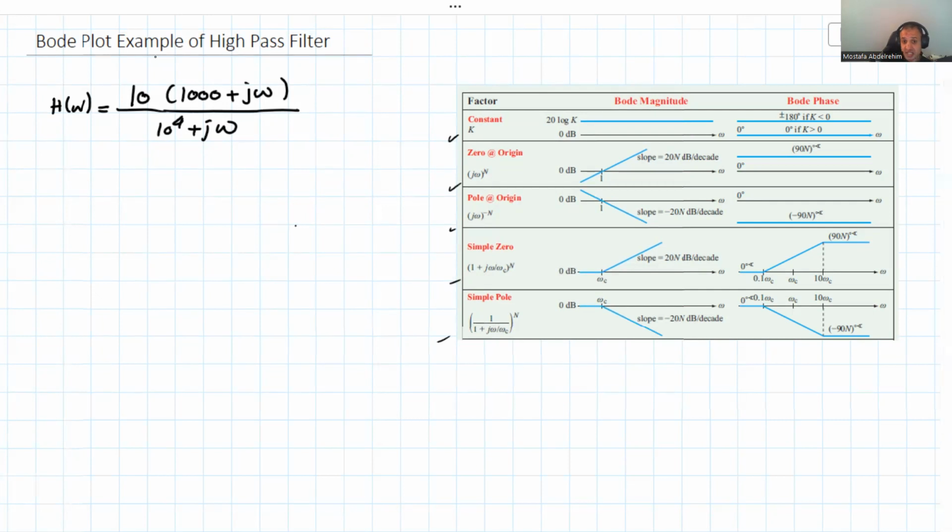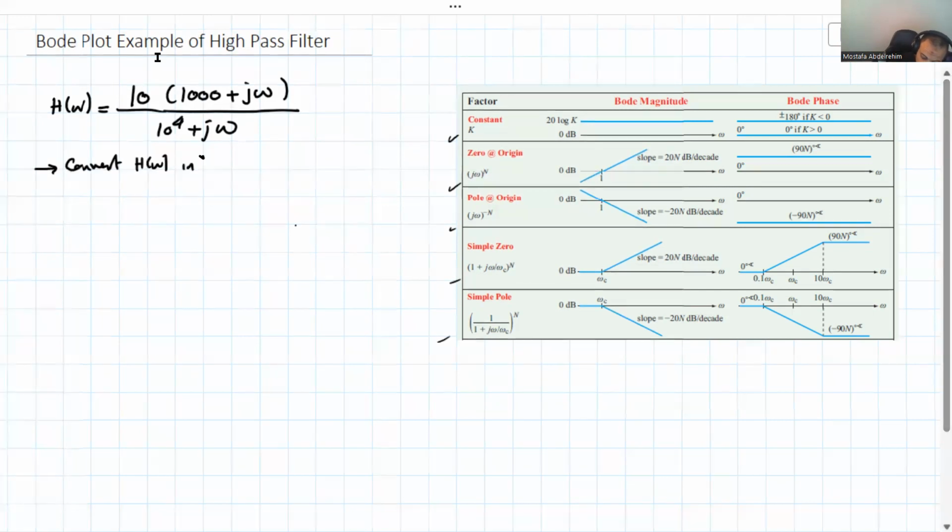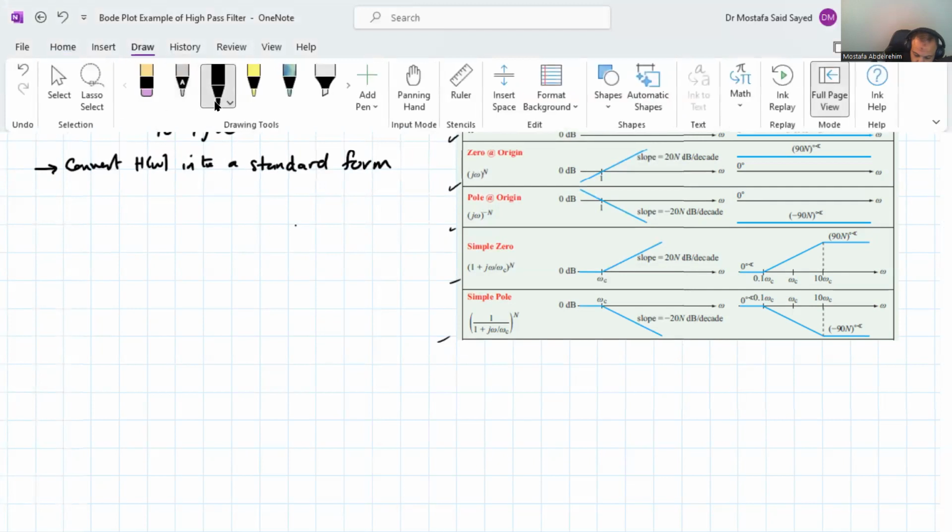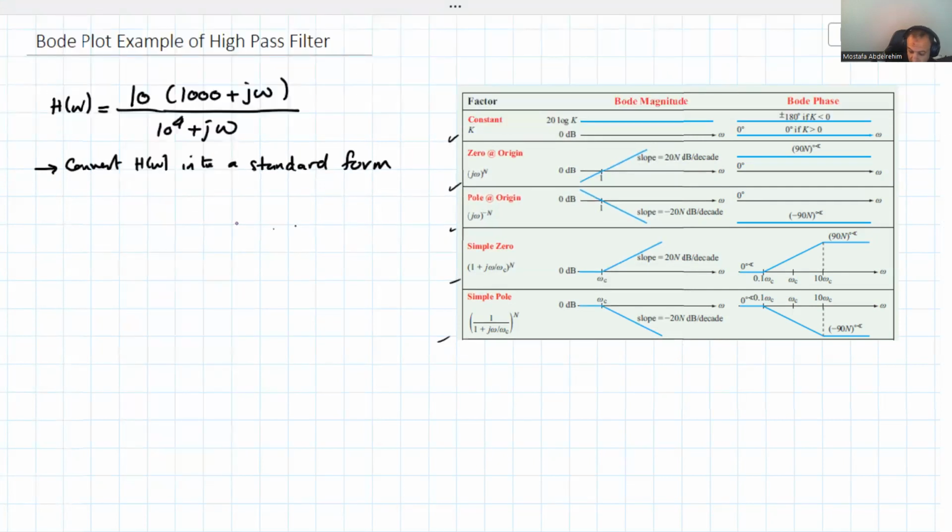So the first thing to do is to convert the h of omega given into a standard form, or a multiplication of standard-like forms. Okay, let's go back to our formula here. One of these, or a multiplication of these.